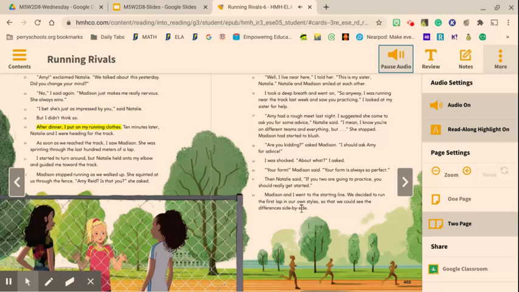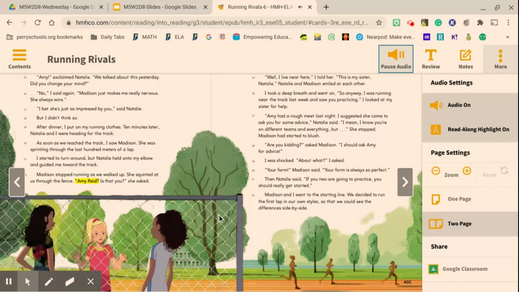After dinner, I put on my running clothes. Ten minutes later, Natalie and I were heading for the track. As soon as we reached the track, I saw Madison. She was sprinting through the last 100 meters of a lap. I started to turn around, but Natalie held on to my elbow and guided me toward the track. Madison stopped running as we walked up. She squinted at us through the fence.